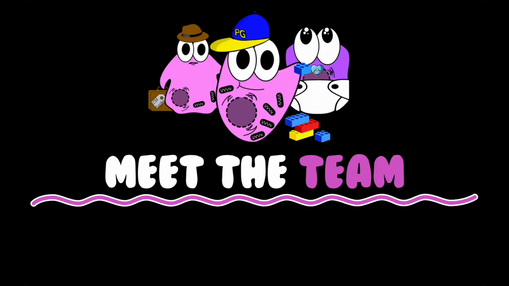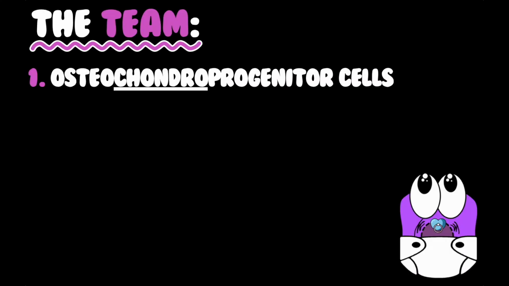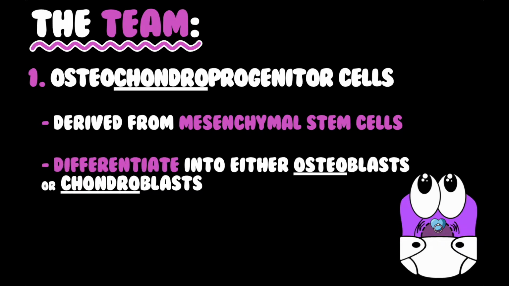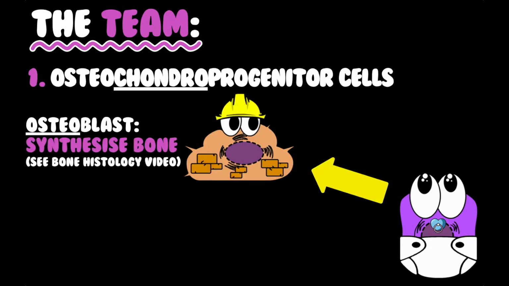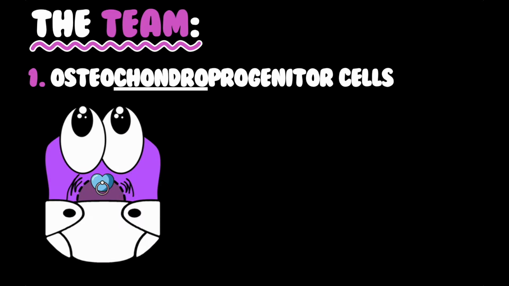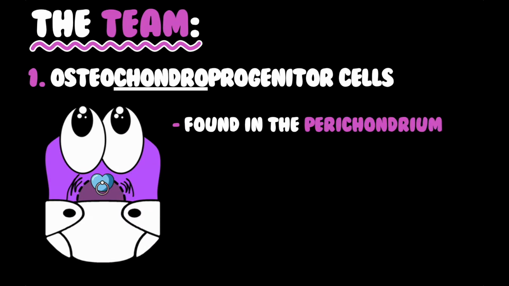So let's meet the team for cartilage. Let's start off with the osteochondral progenitor cells, which are derived from mesenchymal stem cells that differentiate into either osteoblasts or chondroblasts, since osteoblasts synthesize bone, whereas chondroblasts synthesize cartilage. Remember that. Osteochondral progenitor cells are also found in the perichondrium.